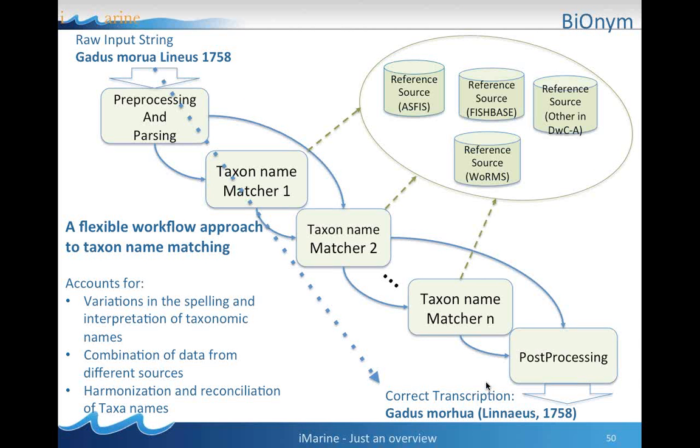Going forward, another tool that has been developed in collaboration with some biologists acting in iMarine is Bionim. Bionim is a workflow that is a cascade of expert systems, each one integrating a certain kind of expert knowledge about taxonomic name search. So if you have one string referring to a scientific name of a species, you can retrieve the correct transcription of this scientific name by looking at the records inside some reference sources. Each of these matches that you see here incorporates expert knowledge that performs one different kind of search into these reference sources.